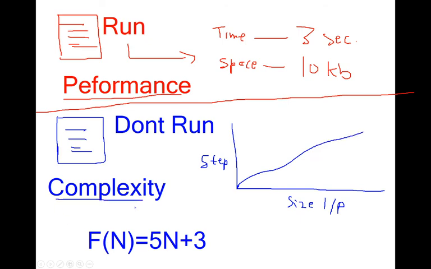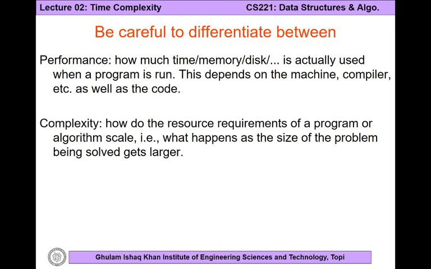Using that, we can analyze the complexity of the code. When we analyze the complexity, we do not actually run the program; rather we analyze that as the size of the input increases, how much will be the increase in the number of steps that this particular algorithm is going to require. So this is the basic difference between performance and complexity, right? We need to be careful about that. Let me read it out again.